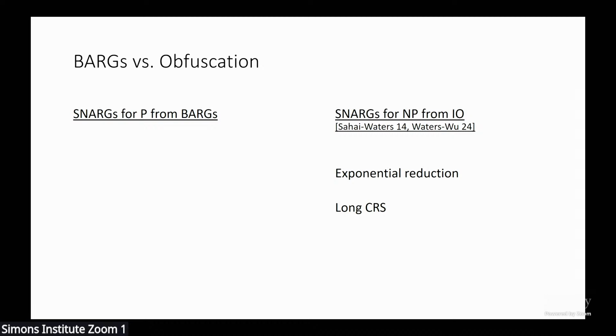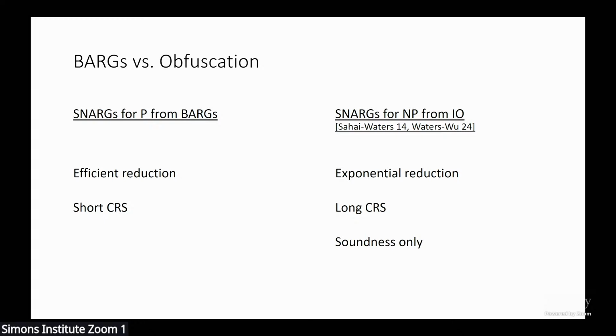And the SNARGs that we're going to see today are very different. They have an efficient reduction. They have a short CRS. So there's already some significant difference. But there's another important difference that I want to highlight, and this difference has to do with the proof techniques. In the SNARGs that we construct from iO, the proof is soundness only. What does it mean? It means that we don't have any sort of knowledge extraction. From the proof, you don't learn anything about the witness. It's kind of zero knowledge.